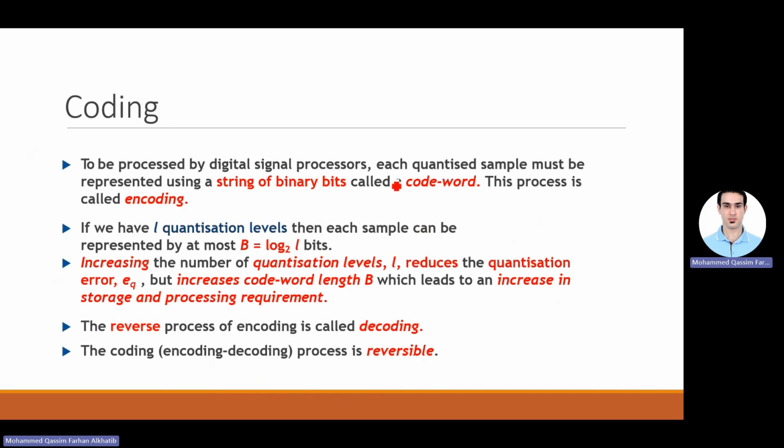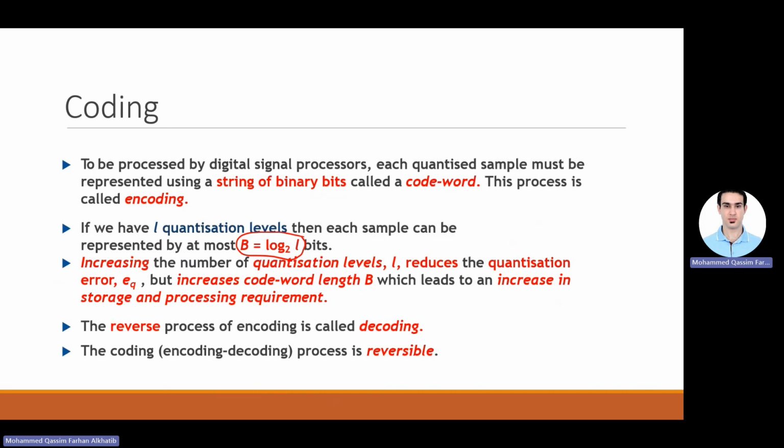All right, so this string of binary bits is called the code word, and this process is called encoding. If we have L quantization levels, then each sample can be represented by at most log2 of L bits. So if I have 8 levels, how many bits do I need? 3 bits, which is log2 of 8. If I have 16 levels, 4 bits. 32 levels, 5 bits. This is the relationship here. The number of bits is log2 of the number of levels.